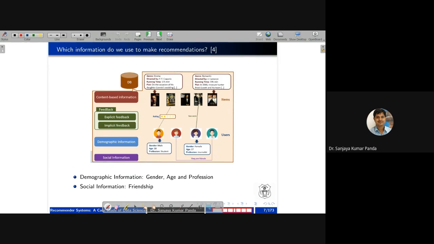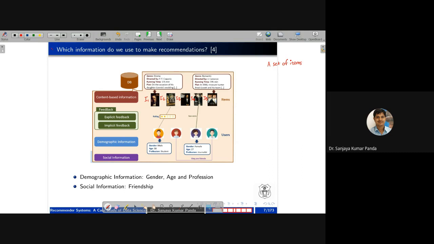Which information do we use to make recommendations? In order to answer this question, I have taken a set of items. I told you a movie is also an item, a book is also an item, a product is also an item. So let us call these items I1, I2, I3, I4, I5.